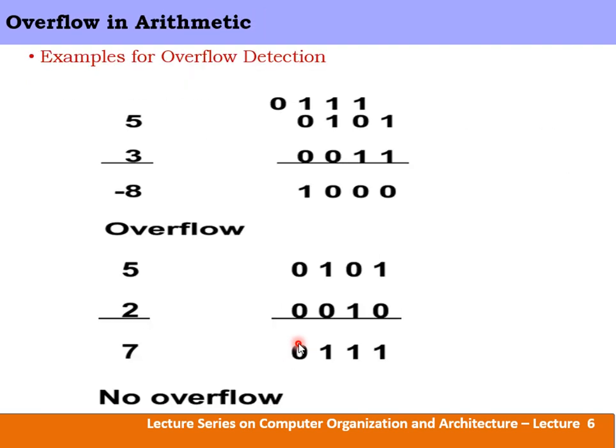Now let us consider an example for overflow detection. I want to perform the addition operation for 5 and 3, and after performing the addition, I need to check whether an overflow is going to occur or not. 5 is represented as 0101, and 3 is represented as 0011. Let us perform addition of these two numbers. 1 plus 1 is 2, which is represented as 10. Therefore the sum is 0 and the carry generated is 1.